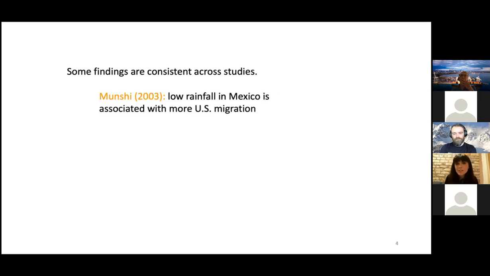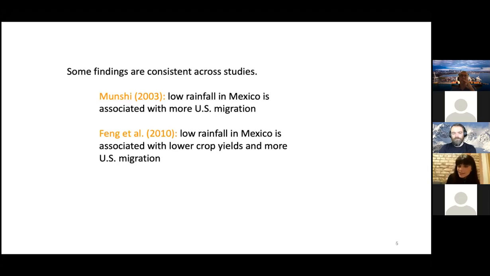In the case of Mexico-US migration, economist Kaivan Munshi's work is well known. He has linked low rainfall in Mexico to more US-bound migration. Later work tested the mechanism underlying this link, looking at rural communities and at agricultural yields. Fang and colleagues also linked low rainfall to US migration. This appeared in PNAS, and later work questioned some of the findings and argued that the results did not hold under more stringent empirical specifications, but at least it's consistent with Munshi's results.